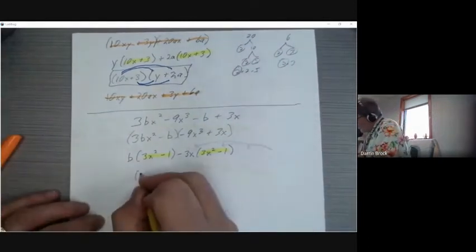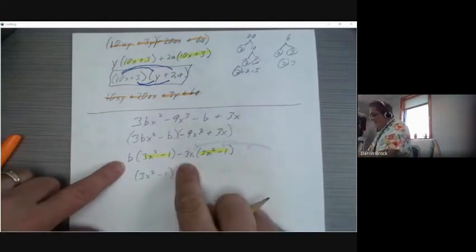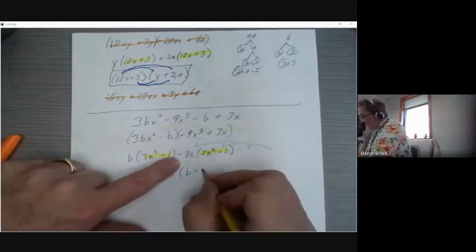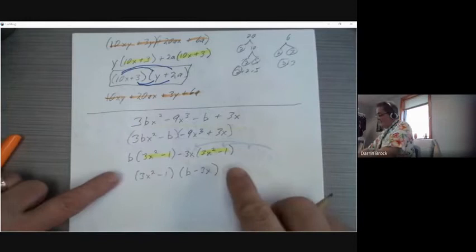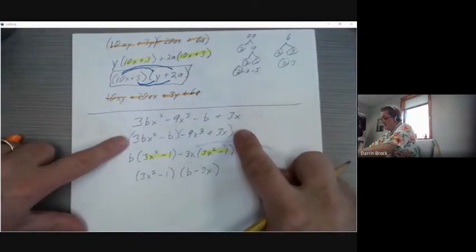So I can factor out that 3x squared minus 1. And what does that leave? B minus 3x. There's a b in this term, and there's a minus 3x over there. There's our two factors. We just had to rearrange it to get it.